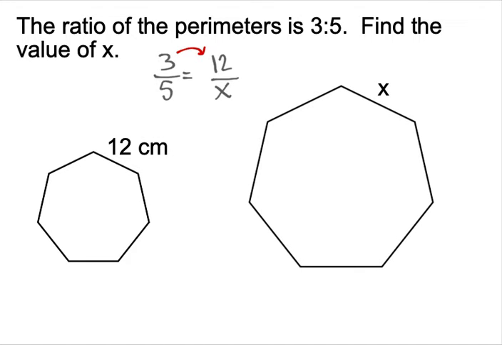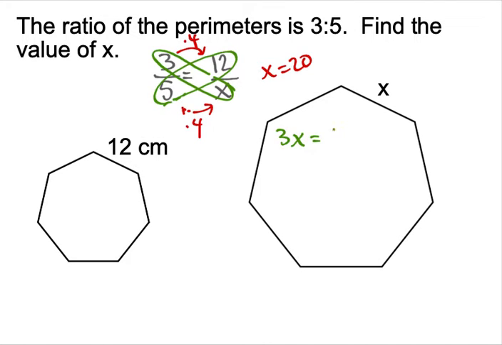Now, we could notice here that to get from one shape to the other, we could multiply by 4. So we could get x equals 20 with that information. If that doesn't stand out to you, you can always do the cross product, and you do arrive at the same answer, x equals 20.